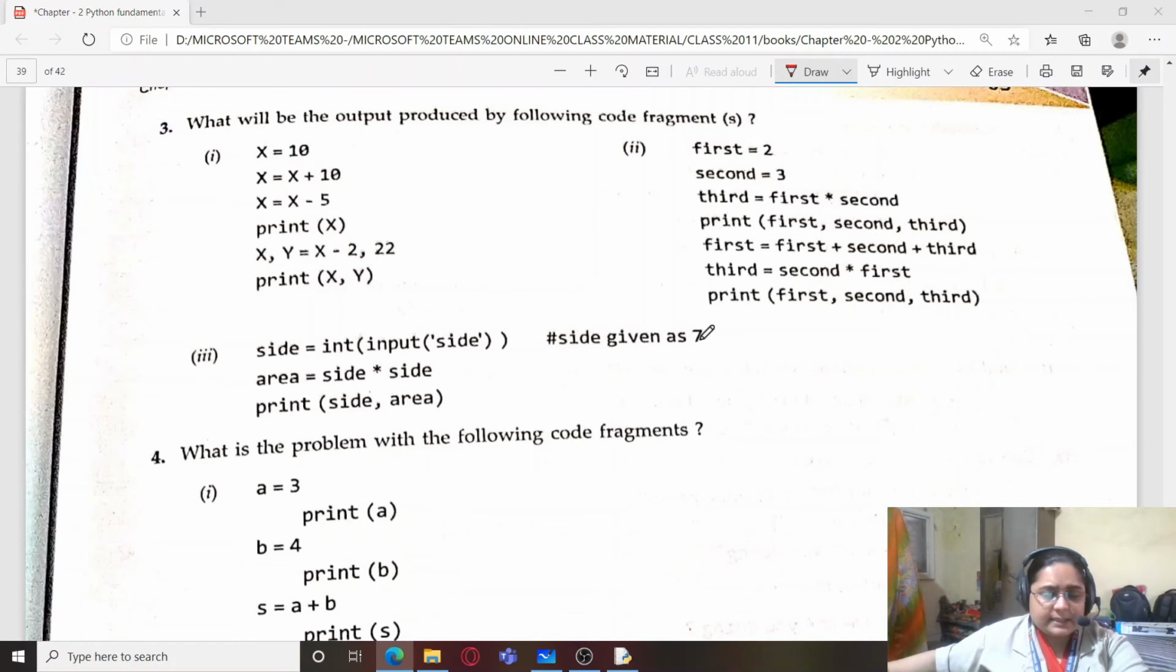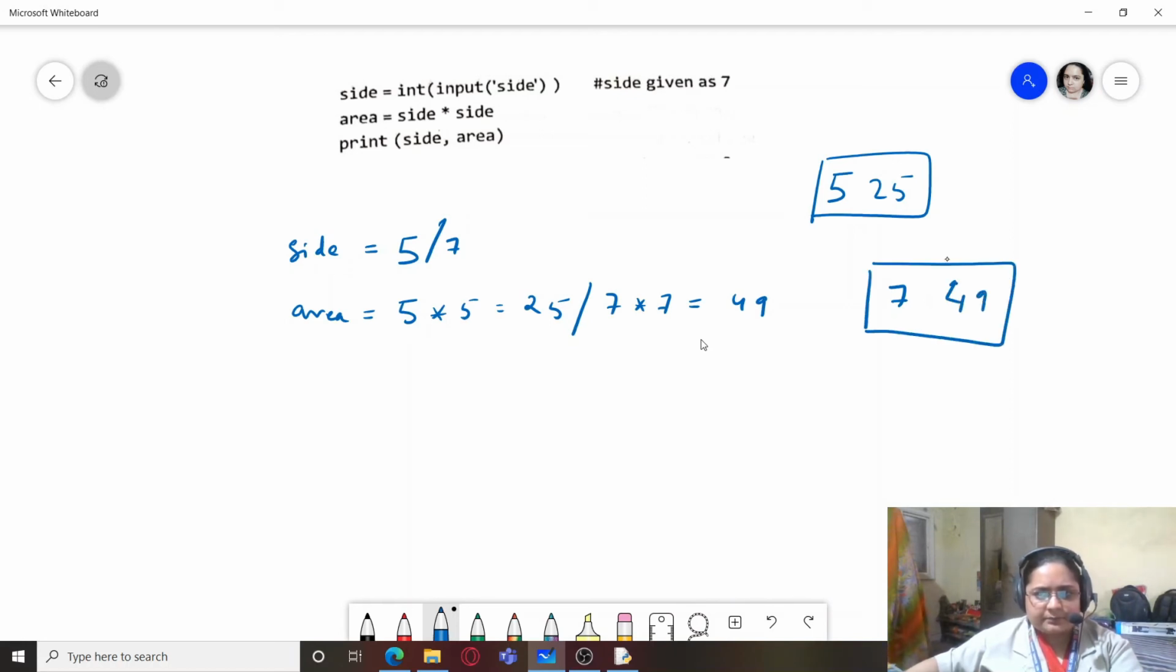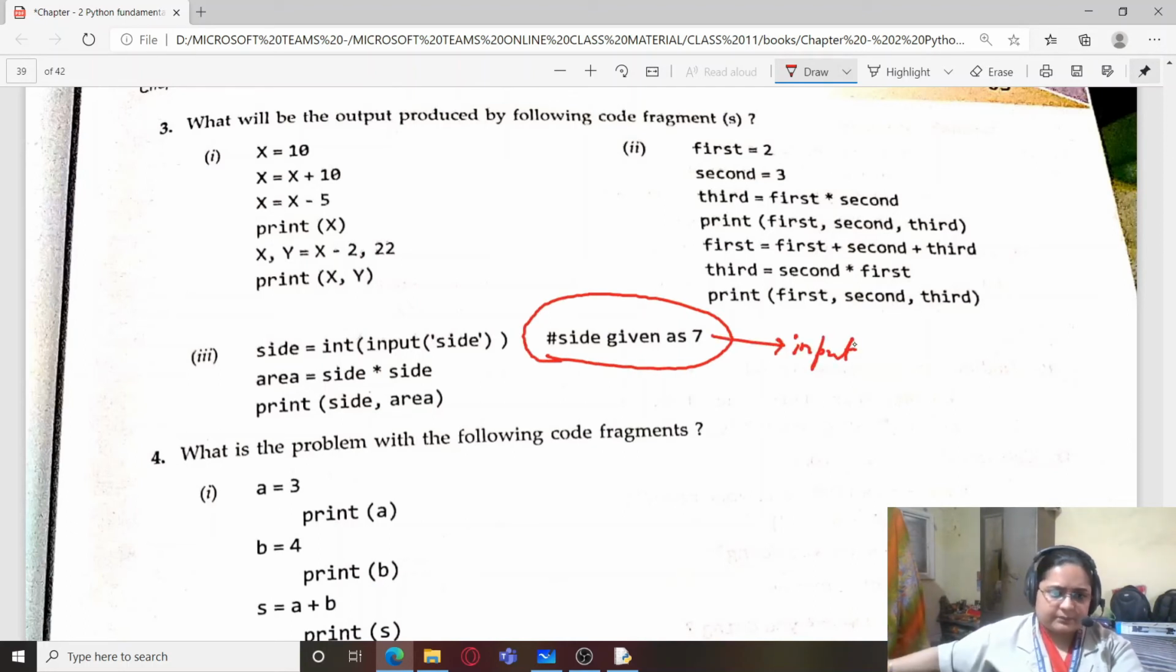Side given as 7. If suppose the value of side is 7, then it would be 7 multiplied by 7. That is 49, and the result will be 7 space 49. So this will be the output. So here you have to take into consideration this input value which is given.